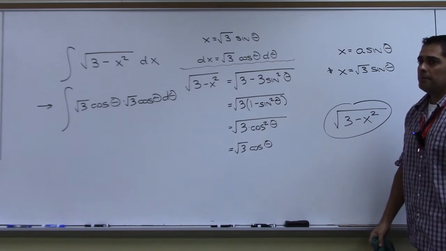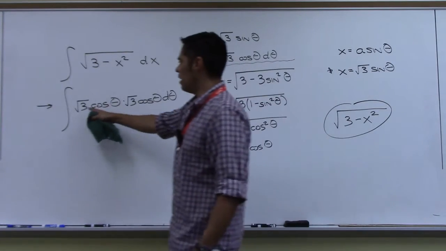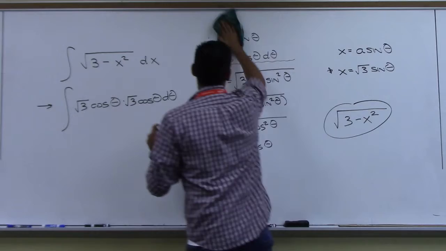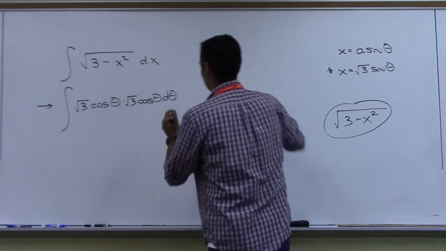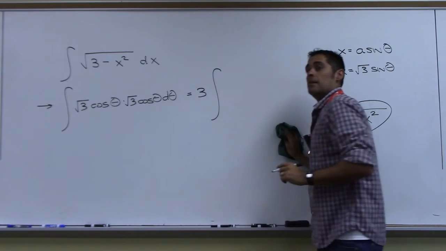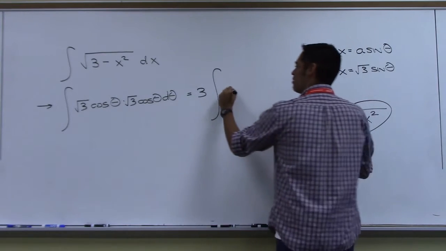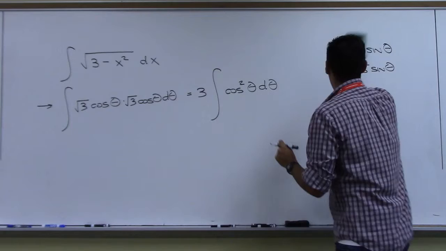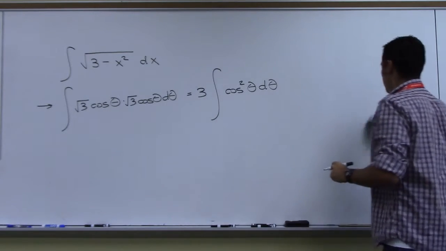Are we clear on everything? All right, let's take root 3 times root 3 outside. That's going to be 3. And then what do we have inside? Cosine squared theta, which we will solve using, no, not integration by parts. It's the one you had on the test, the one everyone freaked out about. Not everyone. Some people got it.